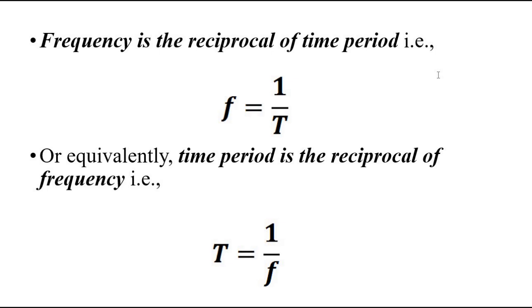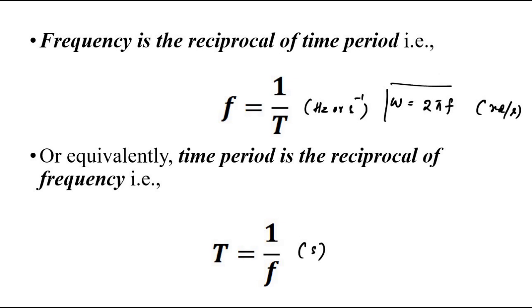Another thing, angular frequency. Angular frequency is expressed as omega, which is 2 pi f, and that is in radians per second. This is in hertz or second inverse. This is in seconds, and this is radian per second. This is angular frequency. Okay, then we have completed amplitude, time period, frequency.